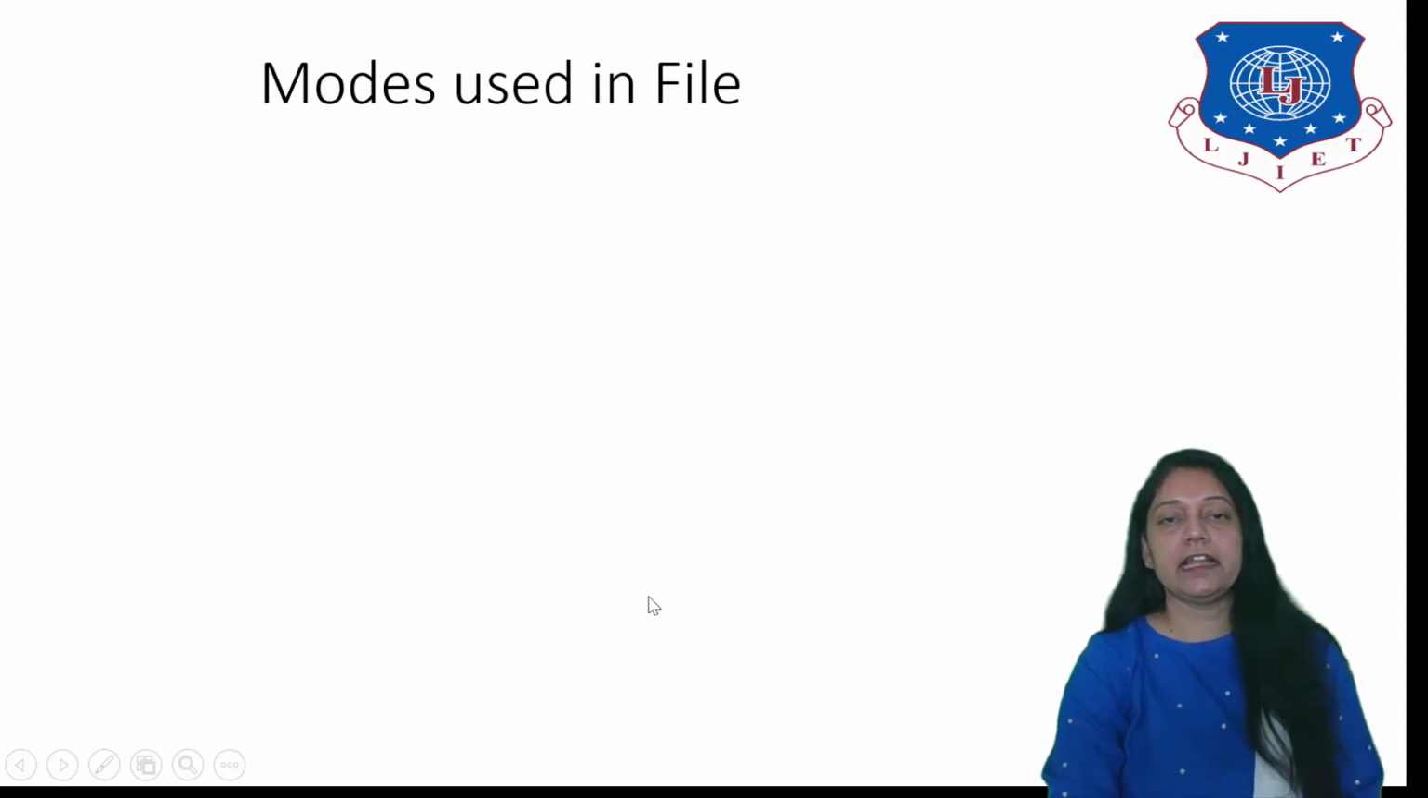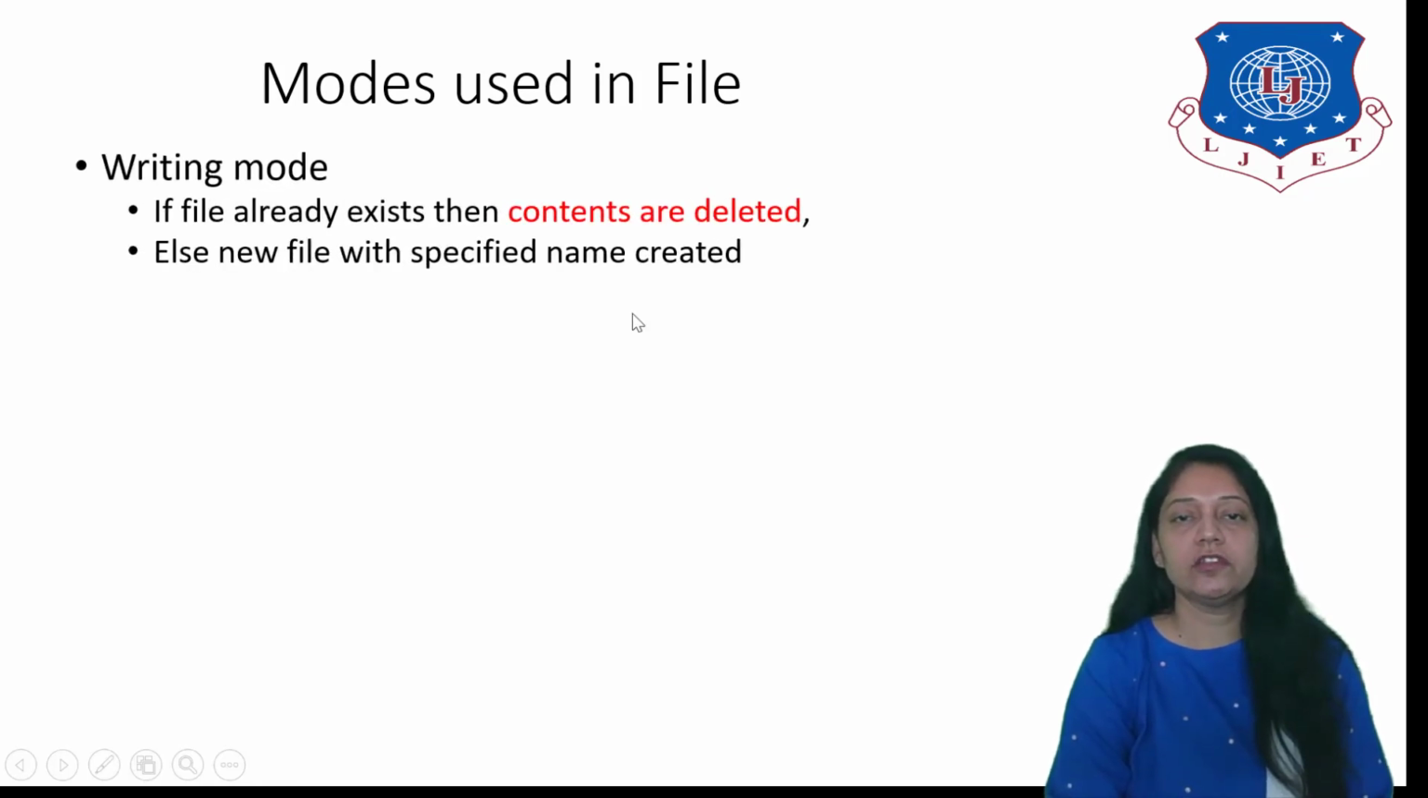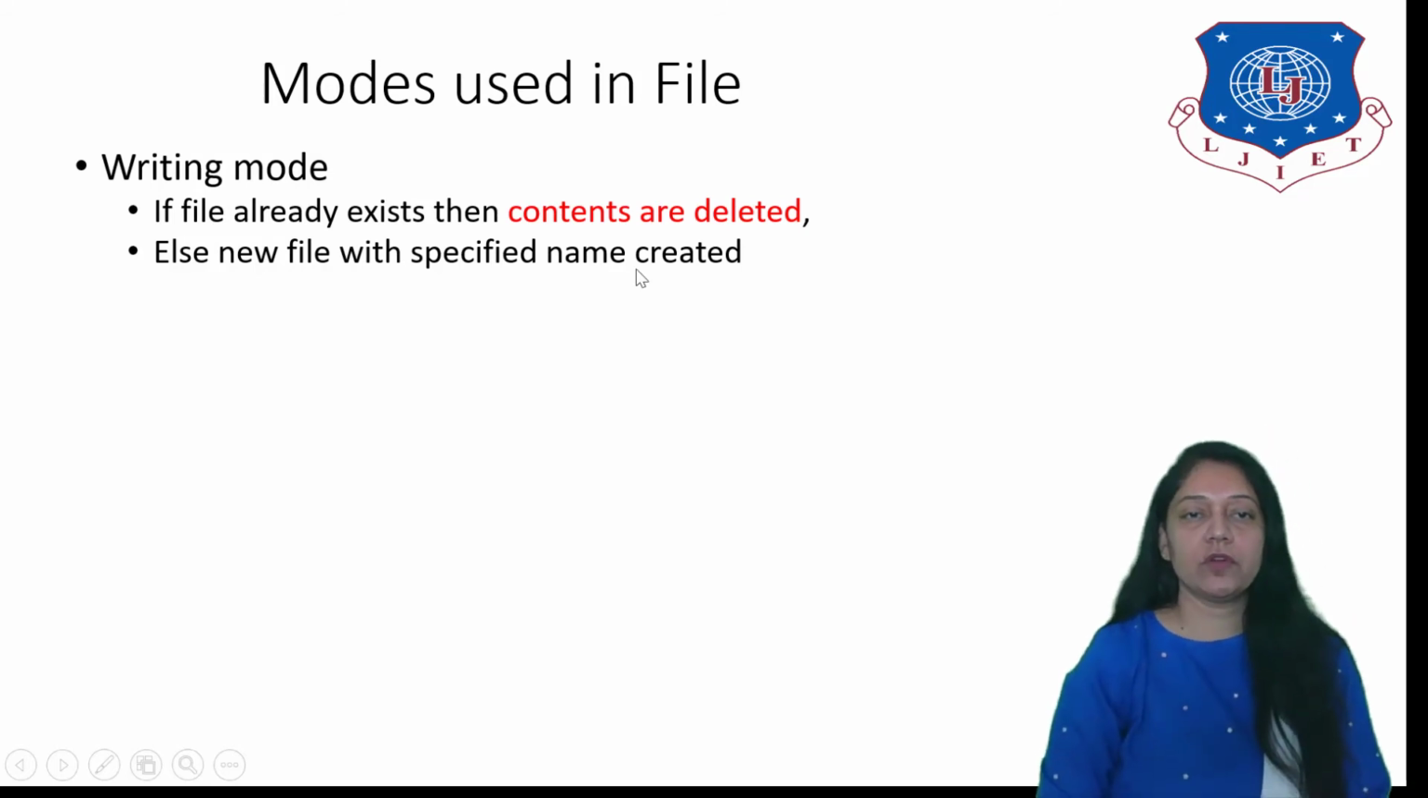So we have seen that in fopen we have two arguments. One was the name of the file and another was the mode. There are three important modes available for working with files. The first one is writing mode, which means we are going to write something into the file.